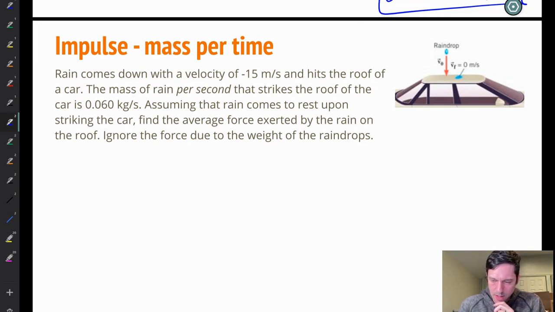We are not being given the amount of time for the change in velocity for one object, but instead we're given an interesting piece of information. It says rain comes down with a velocity of 15 meters per second and hits the roof of a car. The mass of rain per second that strikes the roof is 0.06 kilograms per second. There's a new unit, mass per second, mass per time. Assuming that the rain comes to rest upon striking the car, find the average force exerted by the rain on the roof.